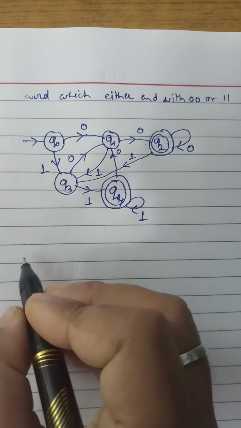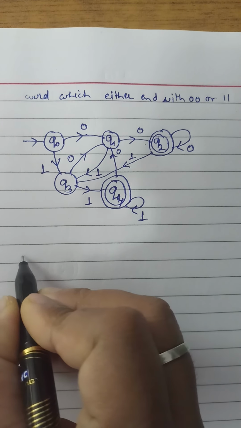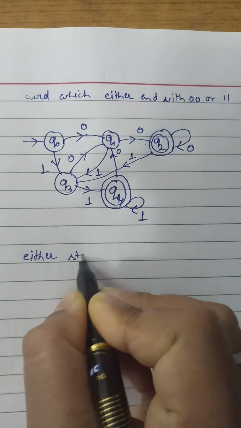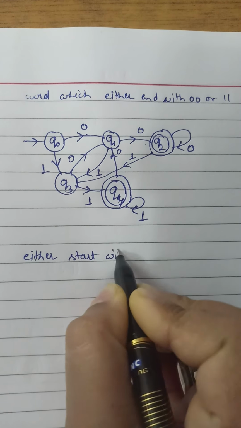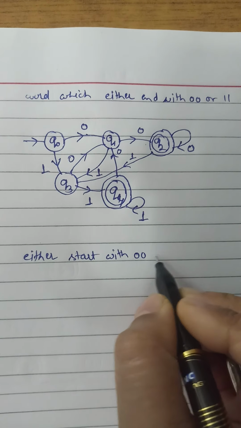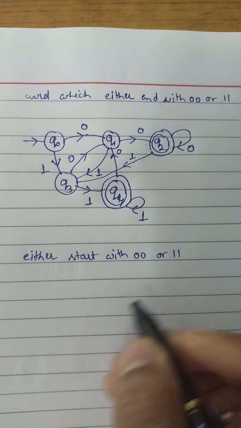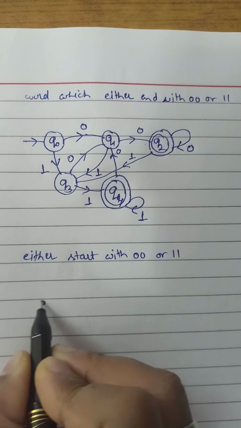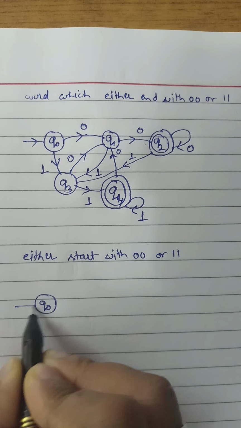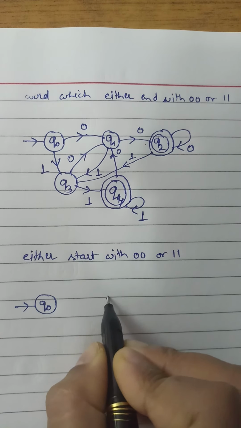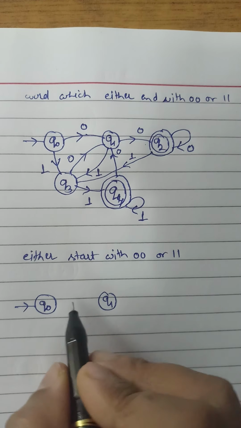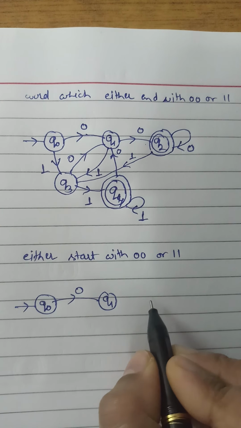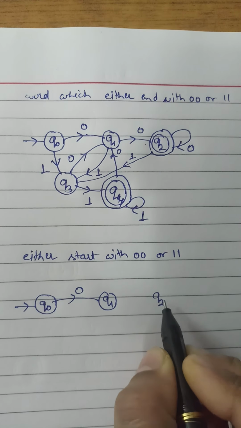Now move to the next word which either starts with 00 or 11. So how can we make that DFA? We start with Q0 as the initial state. We move to the next state Q1. We make a transition for 0, and we move to the next state Q2.